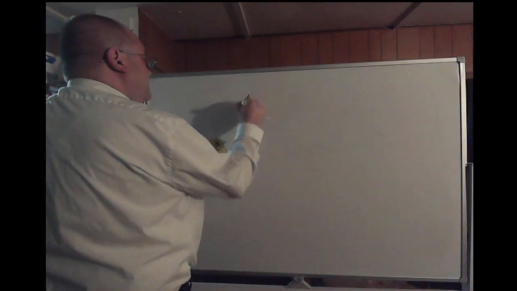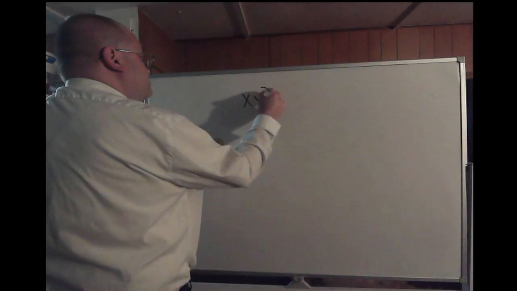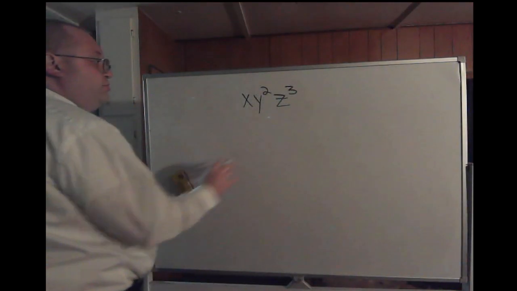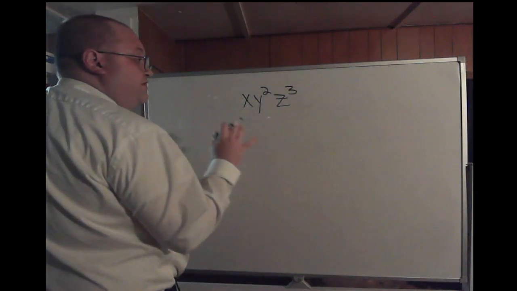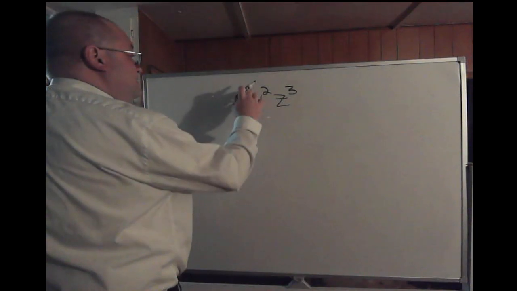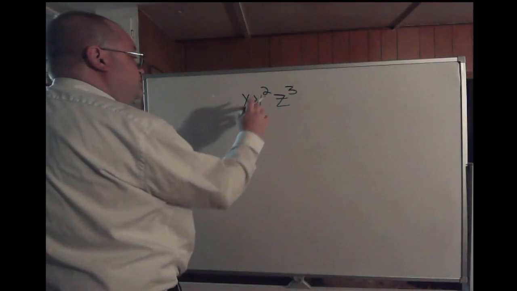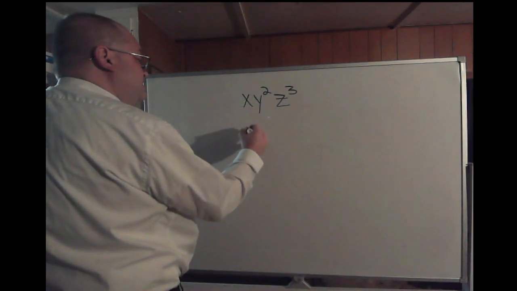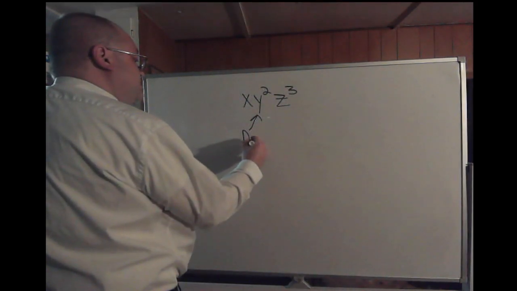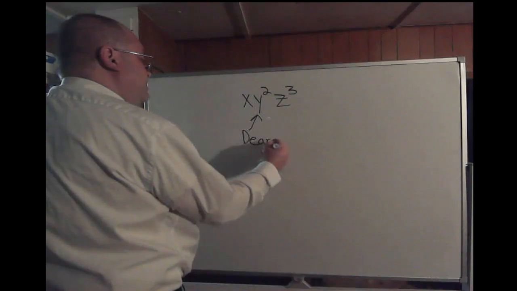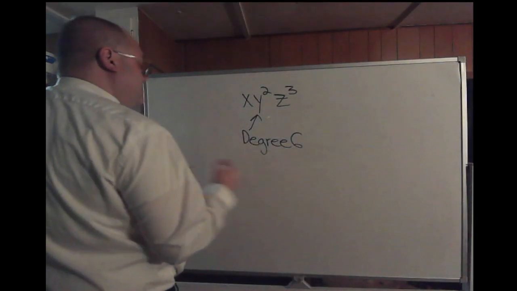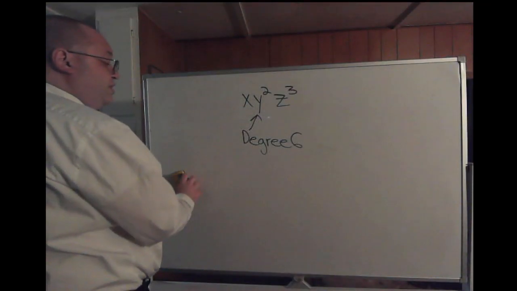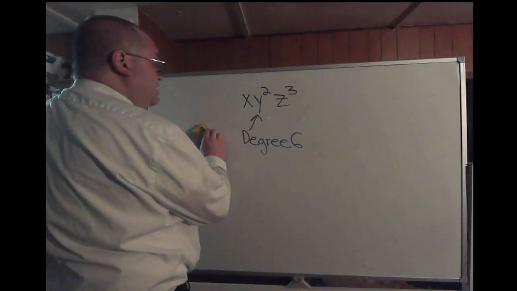Let's say I had x, y squared, z cubed. Let's say I had a monomial like that. Again, if I want to find the degree, I'm going to add the sum of the powers. X is to the first, y is to the second, so 1 plus 2 is 3, plus a z to the third, that'd be 6. So this monomial has a degree of 6. So that's how you determine the degree of monomials.